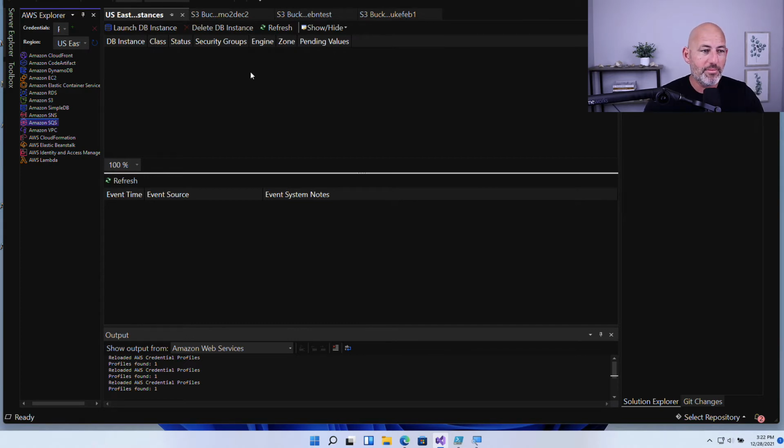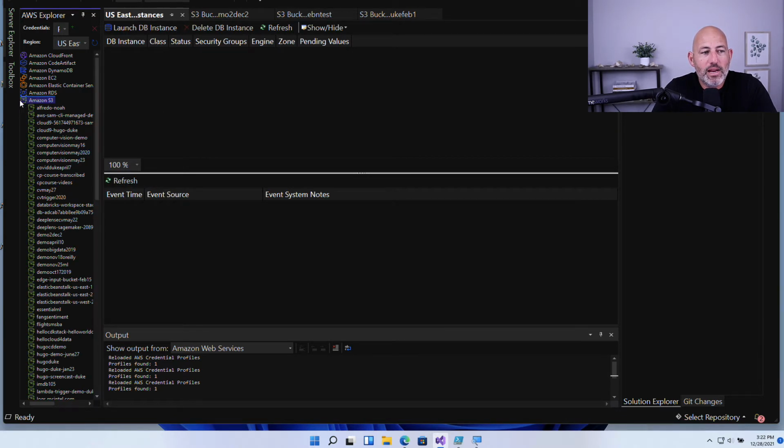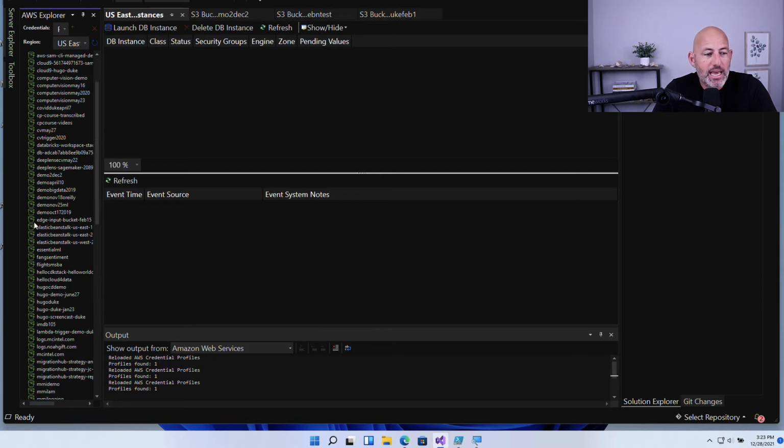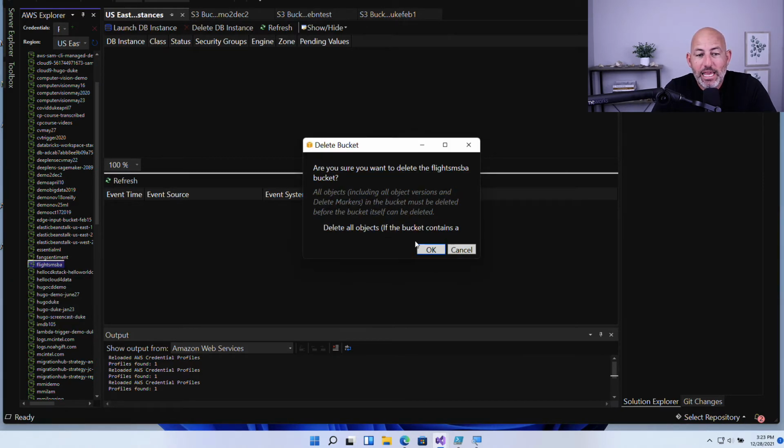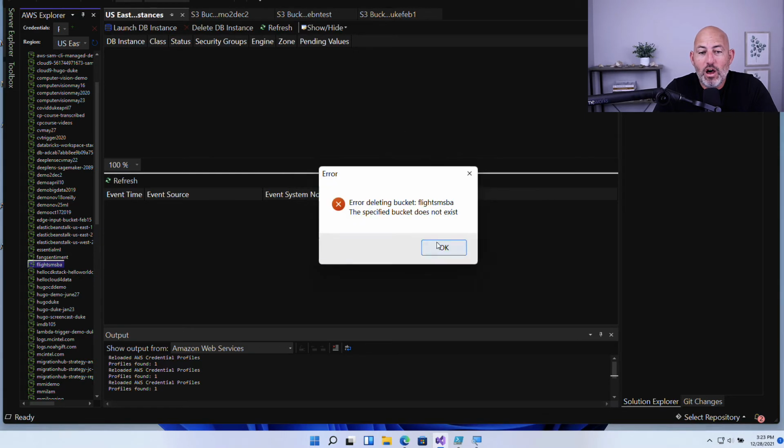A great example would be, here on the left we've got CloudFront, EC2, S3, SNS. You can start just right-clicking on things and do really cool stuff. So let's say I want to go to S3 right here, and look, I have all my buckets. In fact, I can take some project, like this old bucket of mine. If I right-click on it, I can just say delete, and it'll actually delete the bucket and all the objects for me. The bucket doesn't exist.